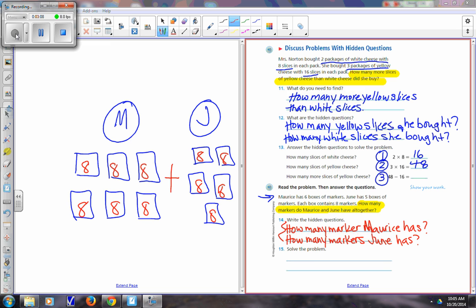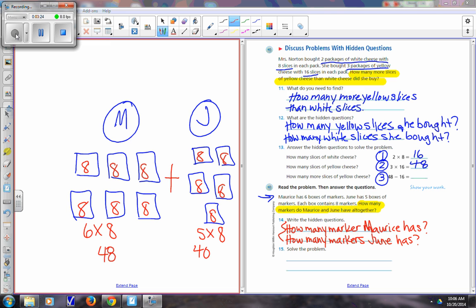So here, I know my problem is going to be what? 6 times 8. And for June, it's going to be 5 times 8. So I know that Maurice has 48, and I know that June has 40. Well, if I go back to my ultimate question, how many markers do Maurice and June have all together? I'm going to add 48 and 40, which is 88. 88 markers.